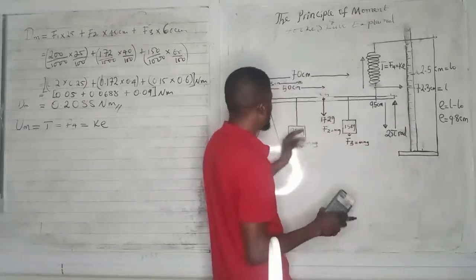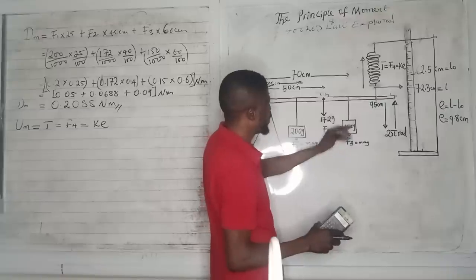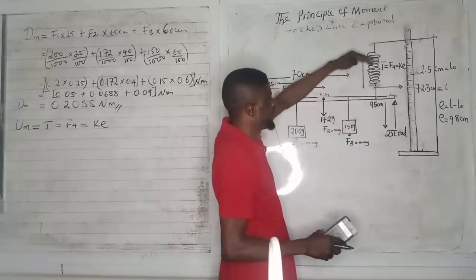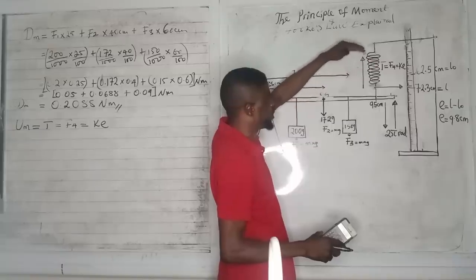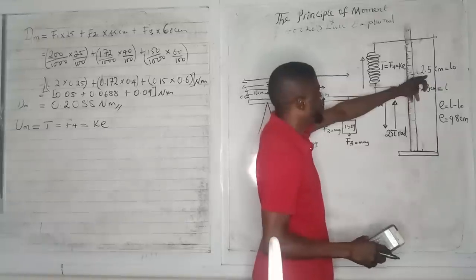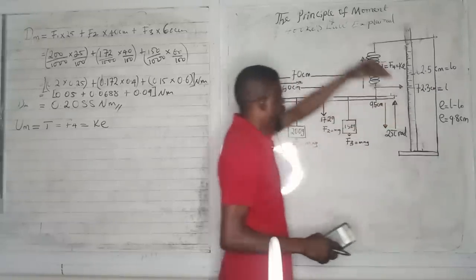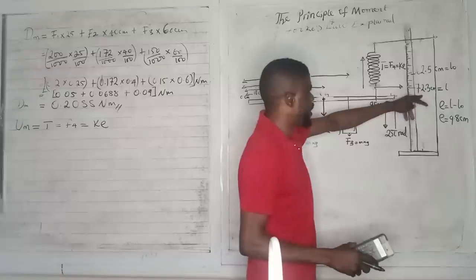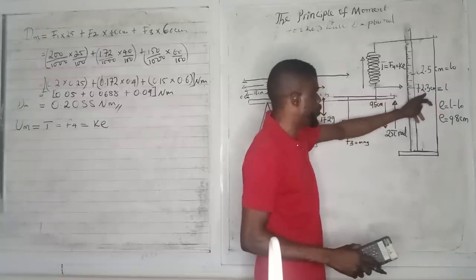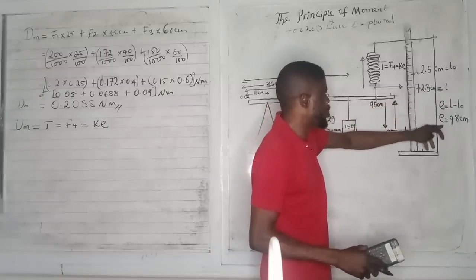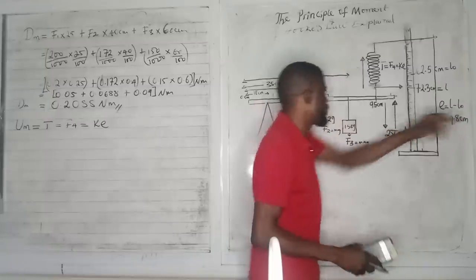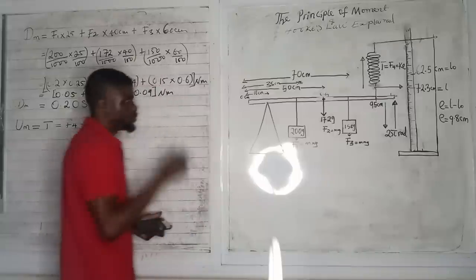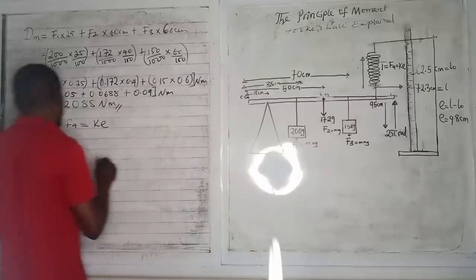When the meter rule and these masses were not hung on this spring, the initial length of the unloaded spring was L0 = 62.5 cm. When all of these were hung on the spring, I got a length L of 72.3 cm. The extension becomes L minus L naught, and I got 9.8 cm. To convert 9.8 cm to meters, we are going to have something like this.